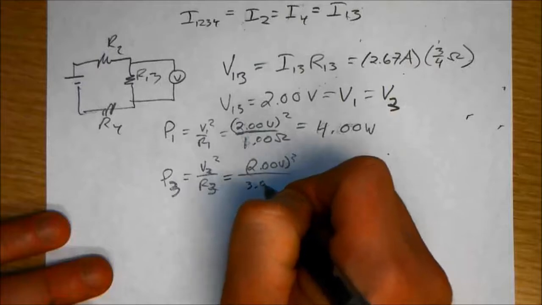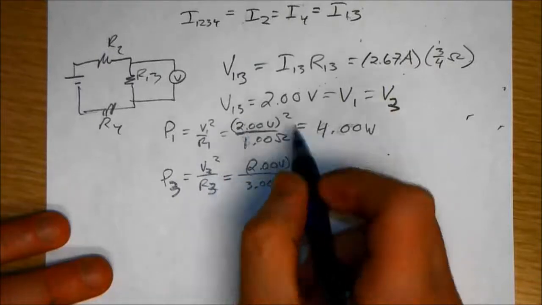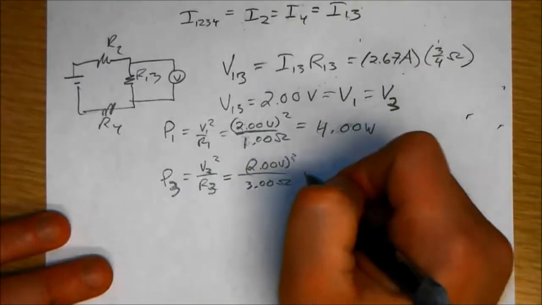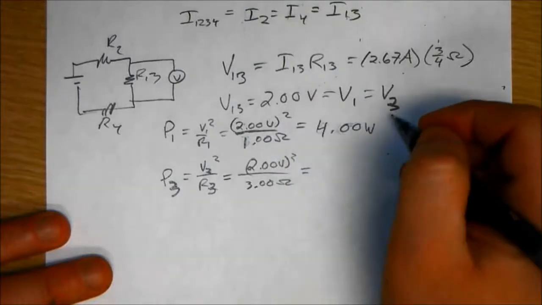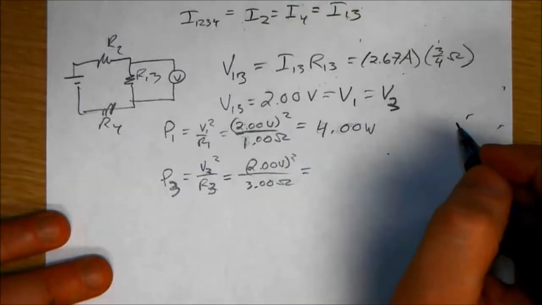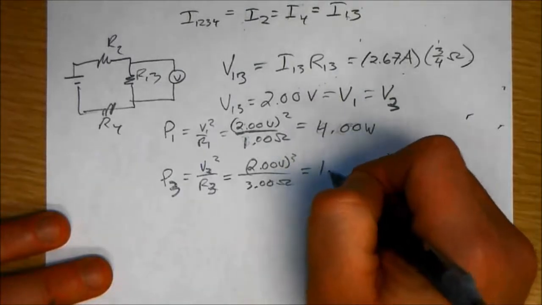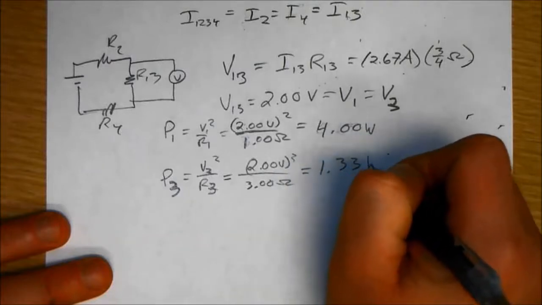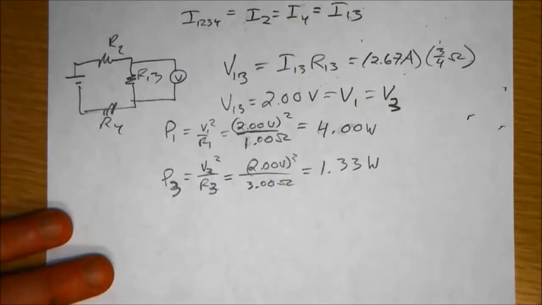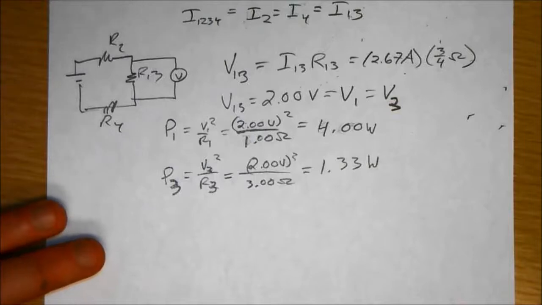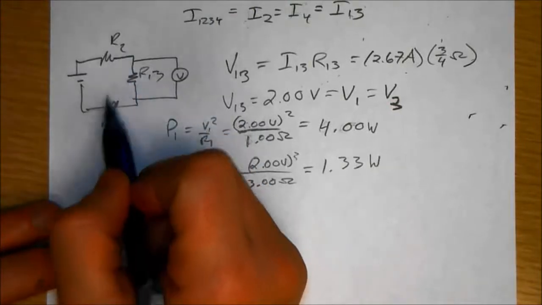And that is 3 ohms. So this is going to be 2 squared, that's 4/3 watts, or 1.33 watts. Okay, well, what about these two resistors?